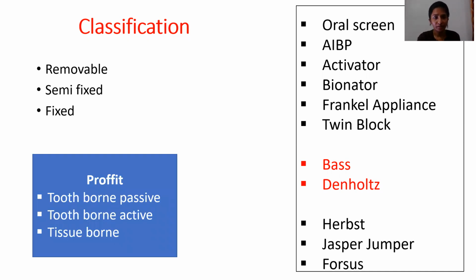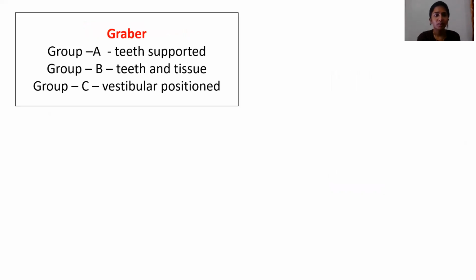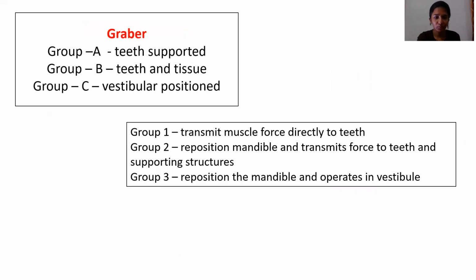Now, there are a lot of classifications given by different authors. According to Proffit, the classification is tooth-borne active, tooth-borne passive, and tissue-borne. According to Graber, Group A, Group B, Group C. Group A are appliances which are completely teeth supported, B is teeth and tissue supported, and C is positioned completely in the vestibule.